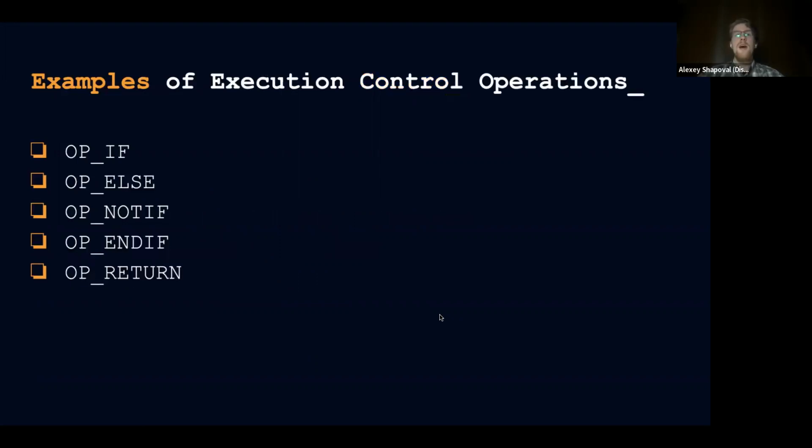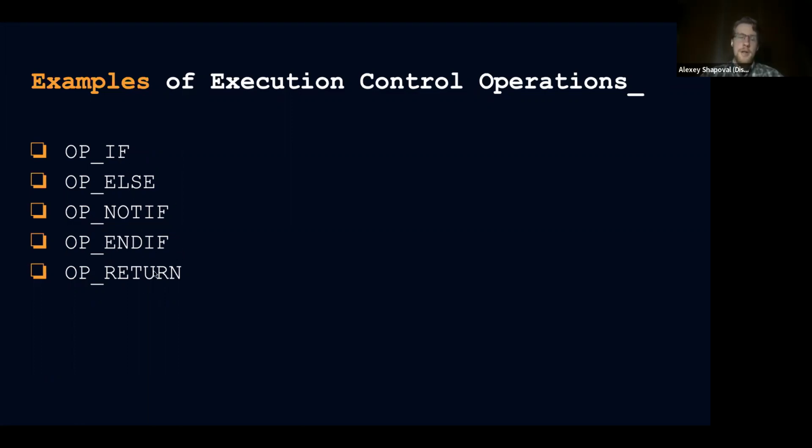So execution control, just a few examples. OP_IF, so they all begin with OP, which stands for operation. OP_IF is simply: if this, then execute whatever is stated. OP_ELSE: if not this, then execute the different branch of the logic. OP_NOTIF is simply the opposite of IF, and OP_ENDIF is used to close the if-else block. So this is the end of the if-else block.